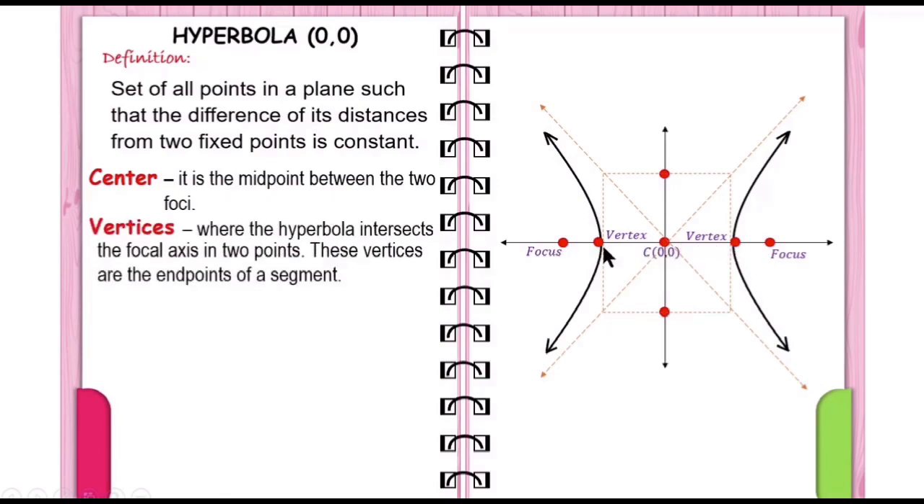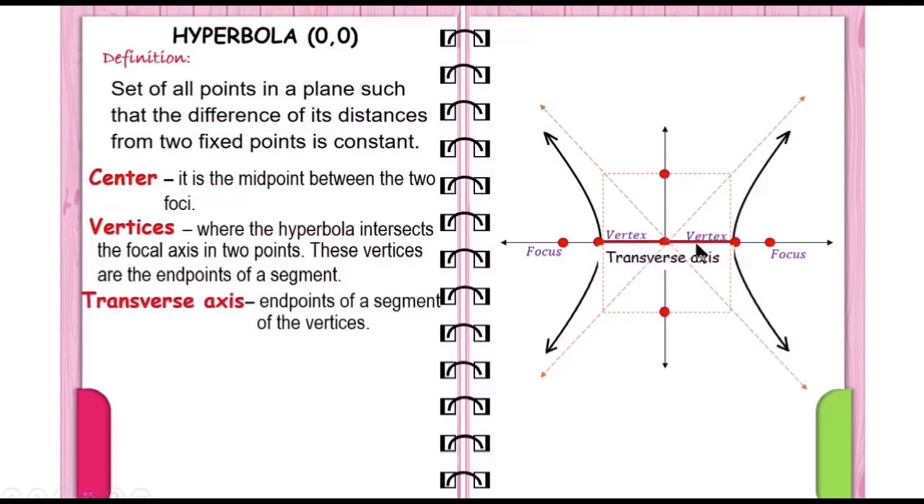These vertices are the endpoints of a segment. This segment is called the transverse axis. It is a line segment joining the two vertices. In ellipse, we call that the major axis. Pero sa hyperbola, ang tawag na dito ay transverse axis. Also take note that the center is also the midpoint between the two vertices.